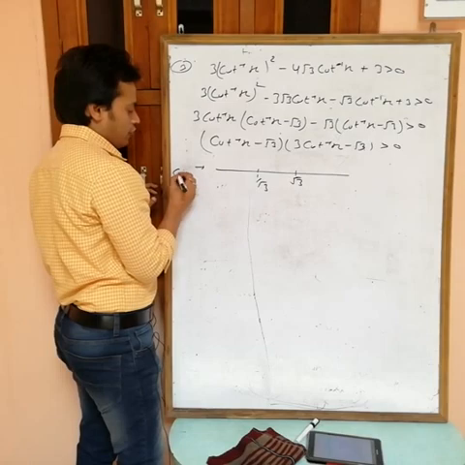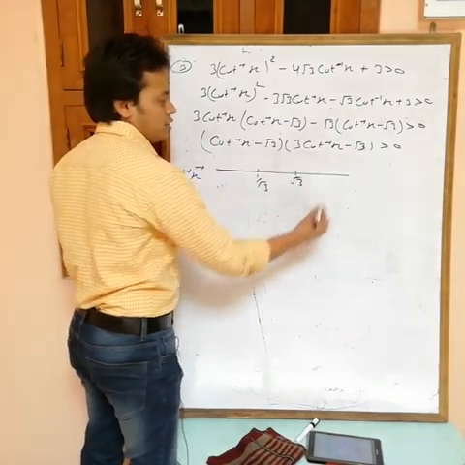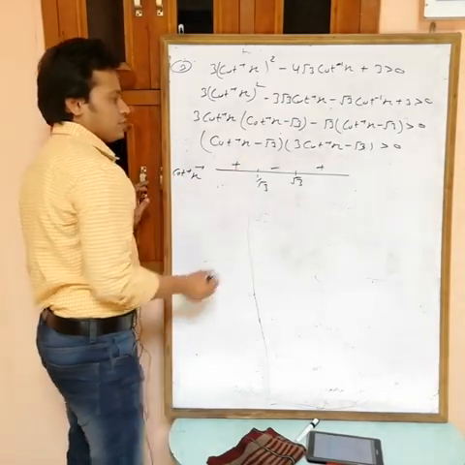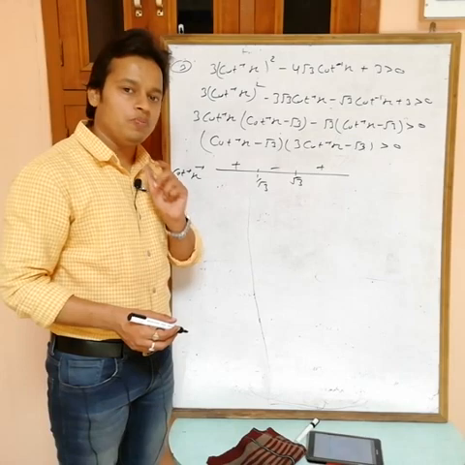Now the sign scheme for cot inverse x. So use the sign scheme plus minus plus. Here we have greater than 0, so we have to take the value of cot inverse x with a positive sign.